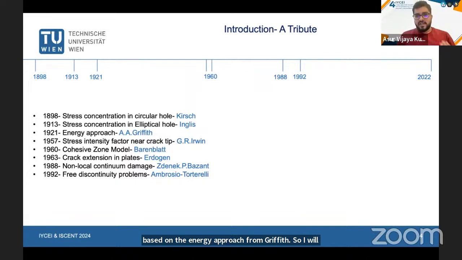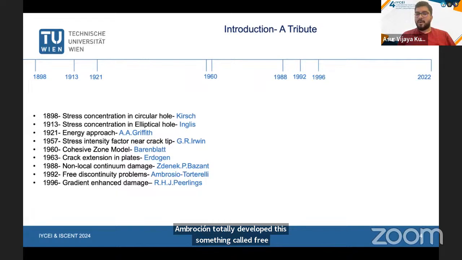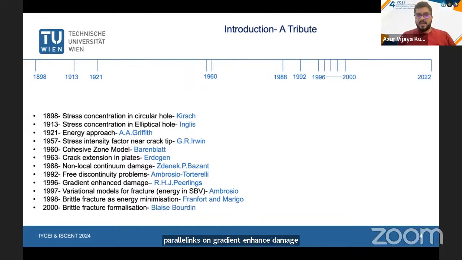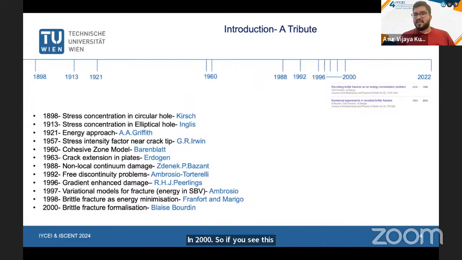In order to solve Griffith's approach to fracture, Ambrosio and Tortorelli developed something called the free discontinuity problem, followed by Peerlings on gradient enhanced damage, followed by variational methods to fracture. So again, a lot of people came in the middle. The final formulation was given by Bourdin in 2000. If you see this particular paper, it's called Numerical Experiments in Revisited Brittle Fracture. You see it here. Since 2000, there are 2,300 citations to this paper alone.